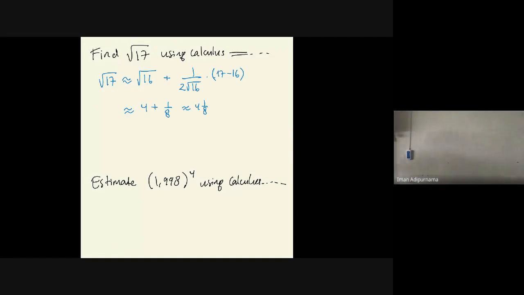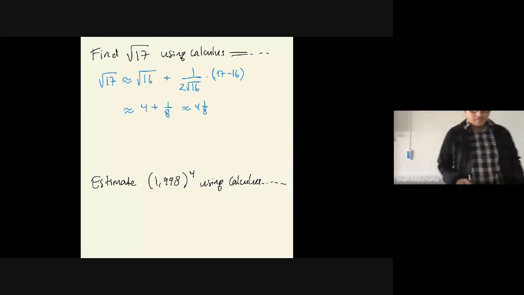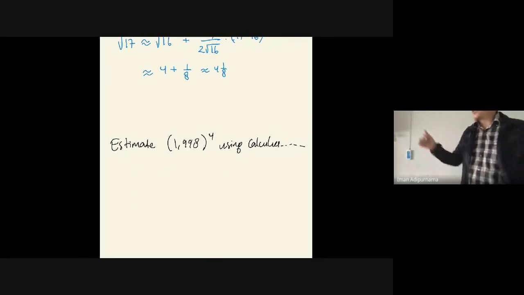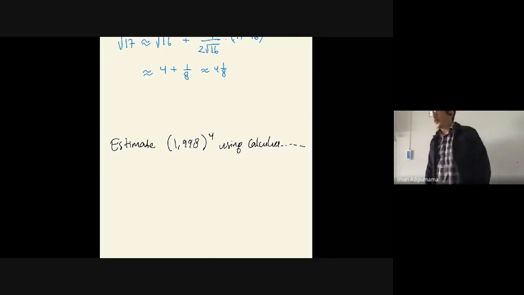So the idea is: the number that you choose that is easy to calculate, plus the distance between the number you choose and the question's number, multiplied by the derivative, where you plug in your easy number. And in number 2, the distance will be negative. The distance will be negative.